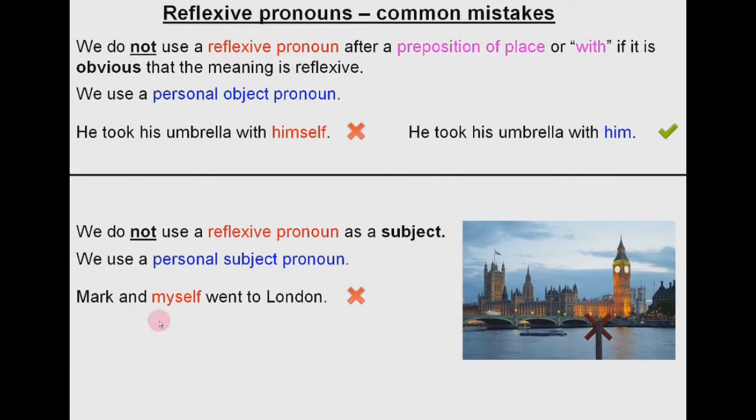Example: Mark and myself went to London. This is wrong. We must say Mark and I went to London. This is correct. So here we have used a reflexive pronoun, but this is wrong because we need a subject here. Okay. This mistake is very common even with native English speakers. So be very careful. You will hear this and see this a lot, but it is a mistake.